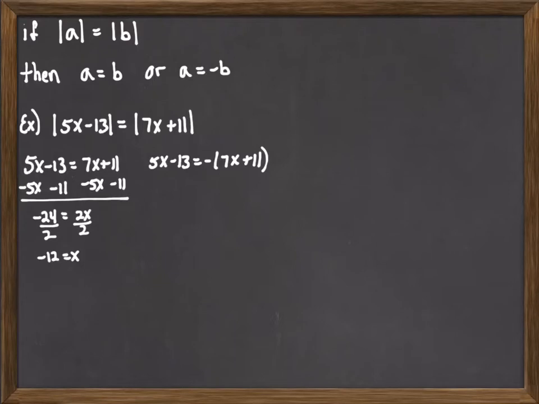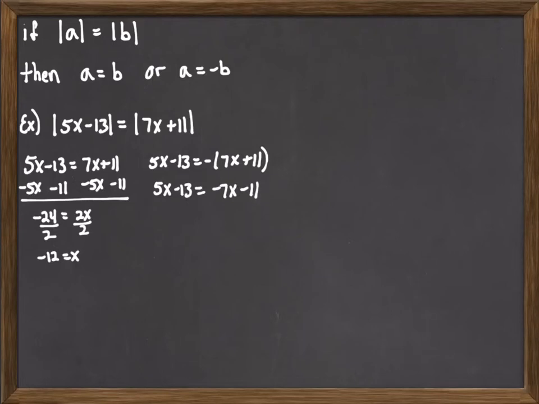In the first side, 5 times negative 12 would be negative 60. Negative 60 minus 13 would be negative 73, so the absolute value would be 73. On the other hand, negative 12 times 7 would be negative 84. Negative 84 plus 11 is negative 73. The absolute value would again be 73, so they do work. So you can always check these equations.